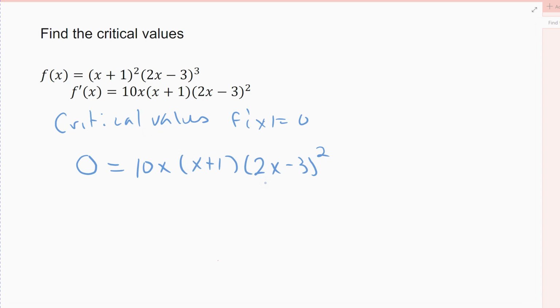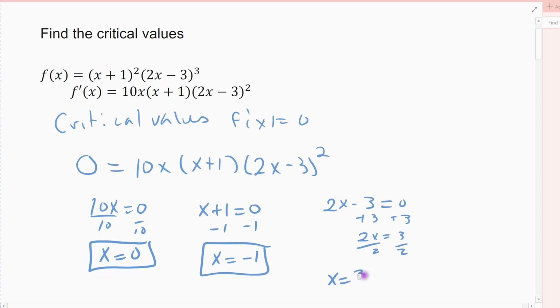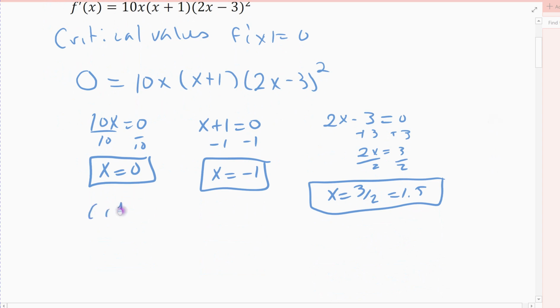That's the zero factor property, or the zero product property. So 10x will give me a 0, x plus 1 will give me a 0. I happen to have two (2x minus 3)'s, right? That's what the square means, but I only need one of them to find my 0, because they both give me the same 0. So solve each one of those, so I get x equals 0 as a critical value, x equals negative 1 as a critical value, and x equals 3/2, or 1.5 if you prefer the decimal. So there are my critical values.